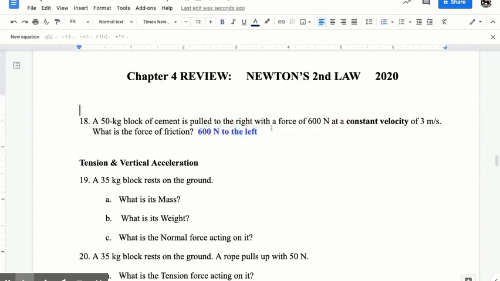Do we expect you to say left? No, not necessarily. It's just asking what is the force of friction. But to the left is even more specific.